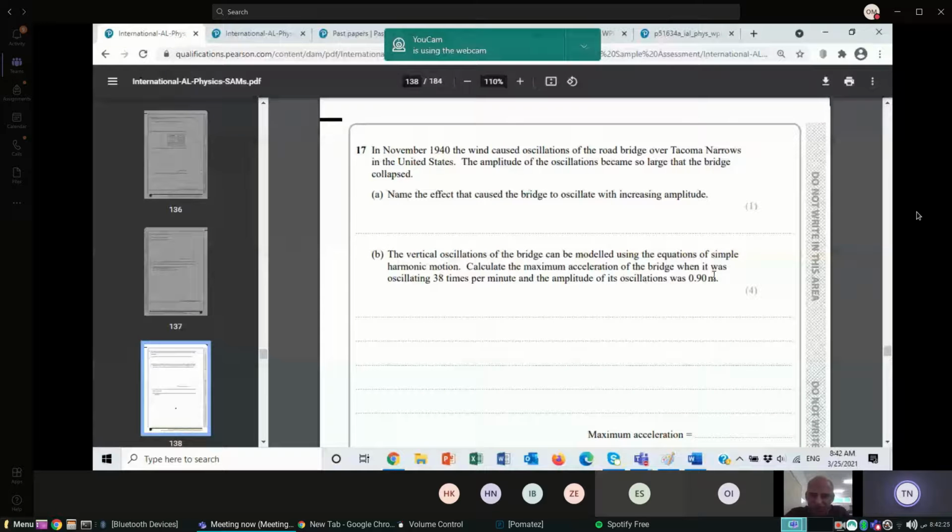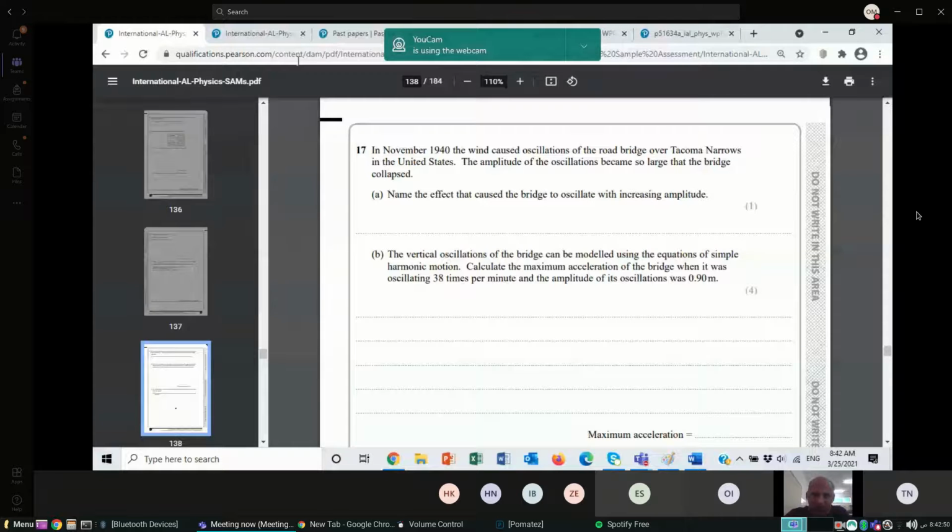So we need omega, right? Omega equals 2 pi times 38 divided by 60. So this is 38 times per minute, so 38 divided by 60. This would be the frequency, because it is per second. You can calculate the frequency, then 2 pi f, and you will calculate omega. The amplitude is given in meters. So minus omega squared x, and you can calculate the maximum acceleration.